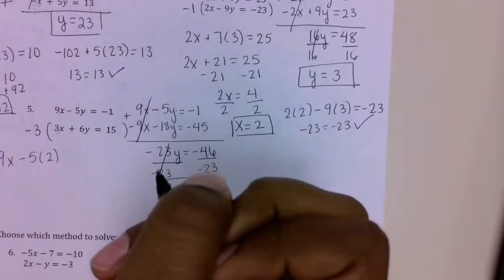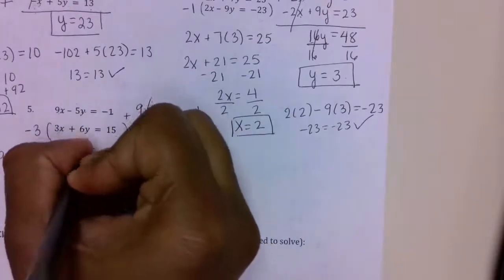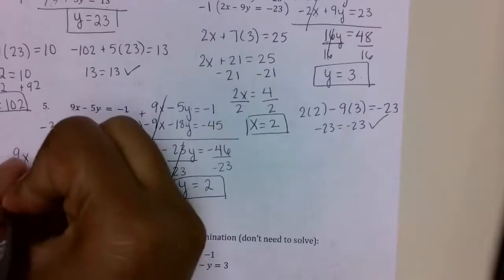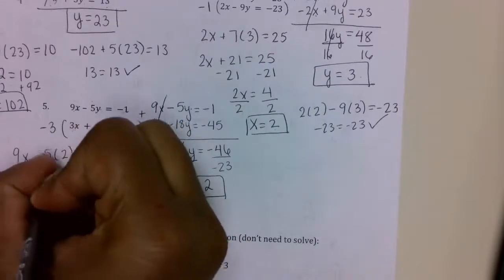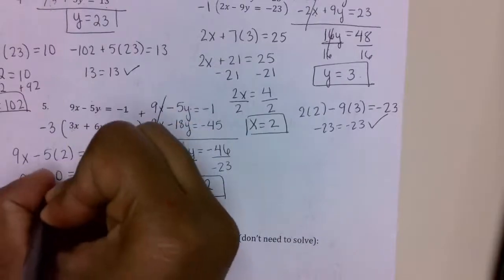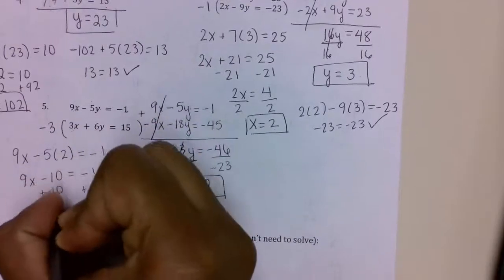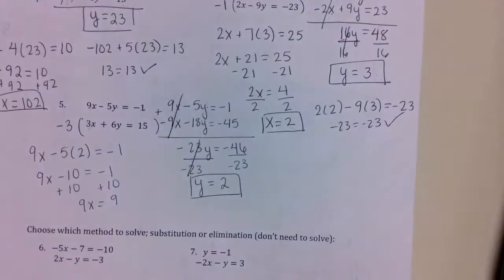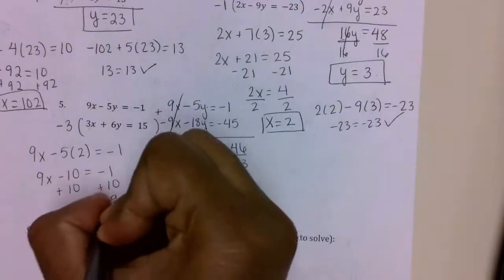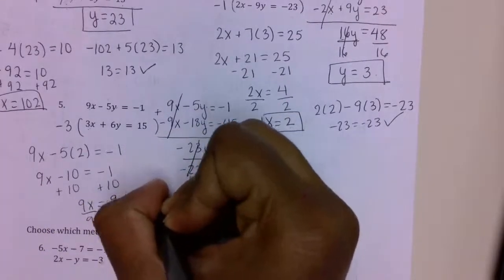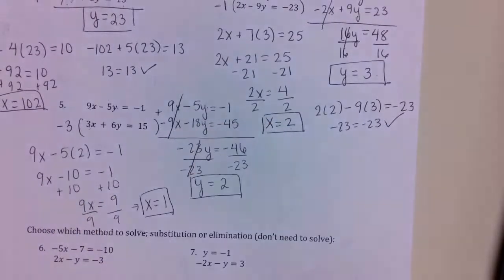So 9x minus 5 times 2 is equal to negative 1. 5 times 2 is 10, so 9x minus 10 is equal to negative 1. And then add 10 to both sides, so 9x is equal to 9. And then divide by 9, divide by 9. I'm going to go over here so I have a little bit more room. So x is equal to 1.